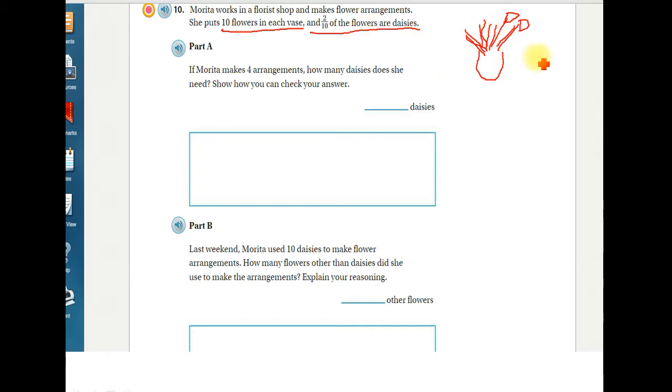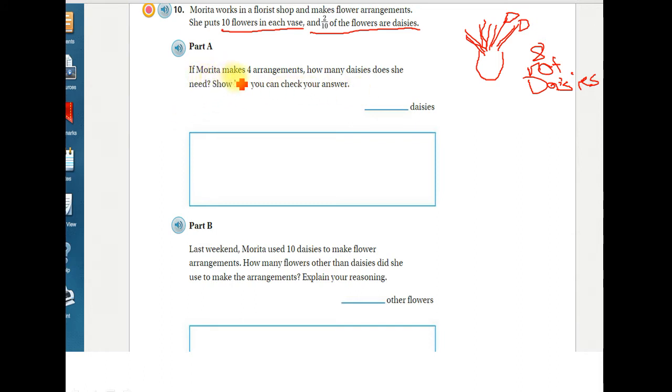So there's going to be 8 that are not daisies, right? If 2 of them are daisies, not daisies is going to be 8 of them. 2 daisies, 8 not daisies. Okay, let's go to the first question.